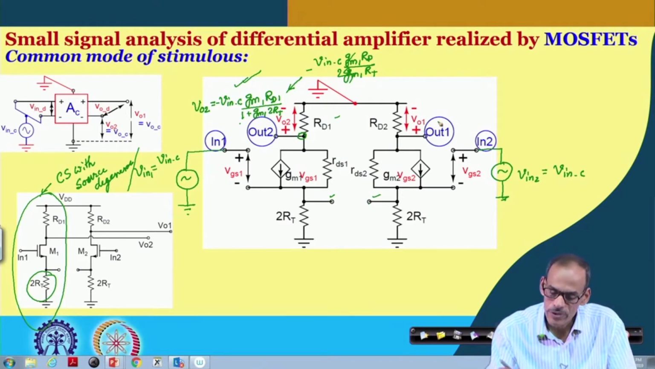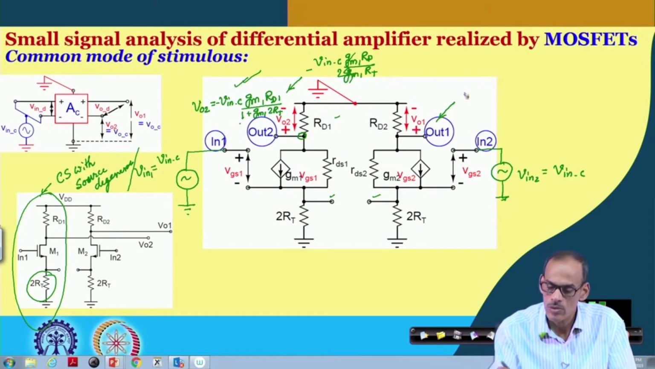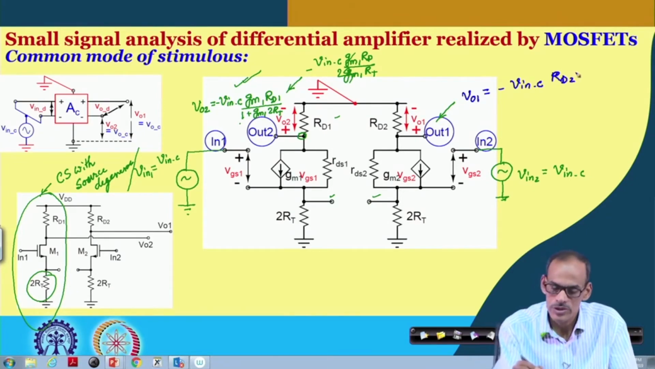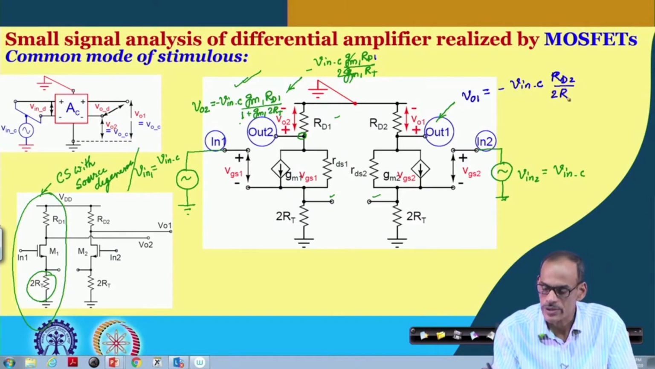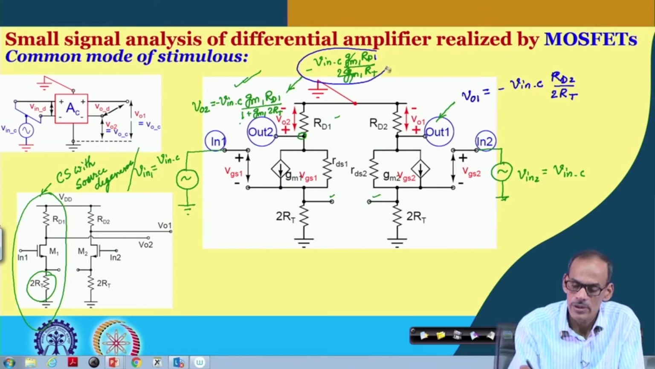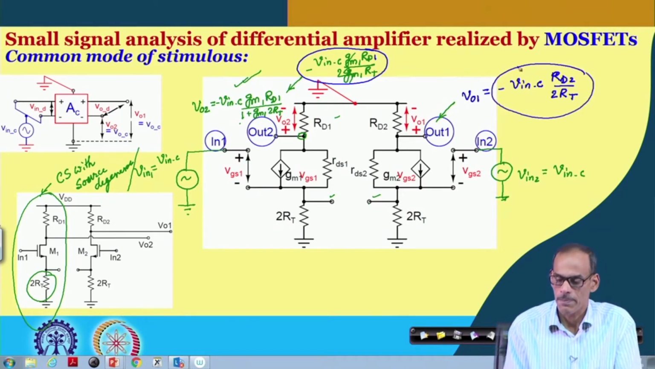Same thing for the other output, namely VO1 equals again minus sign the corresponding input multiplied by RD. So, this is RD1, this is RD2, and then 2 RT. Note that the signal here and the signal here, they are identical.